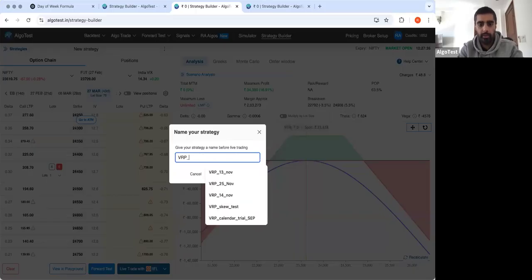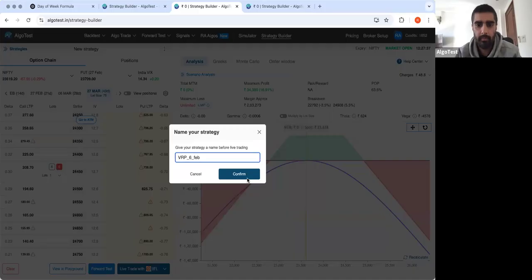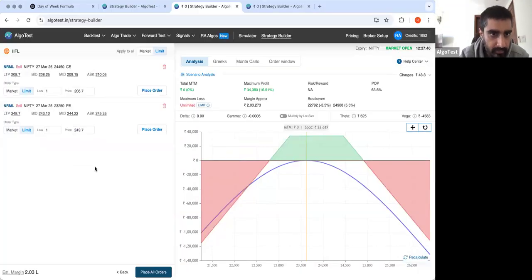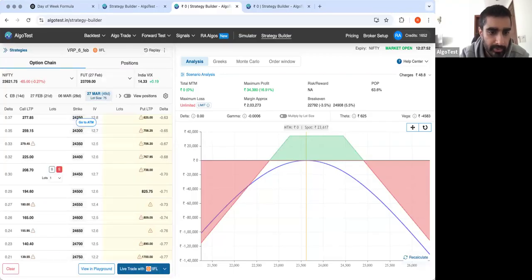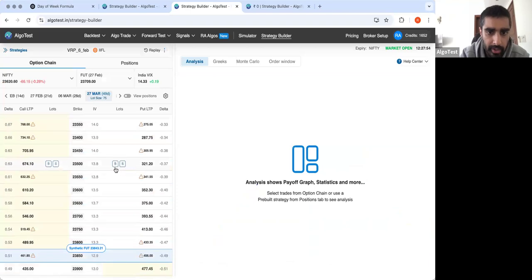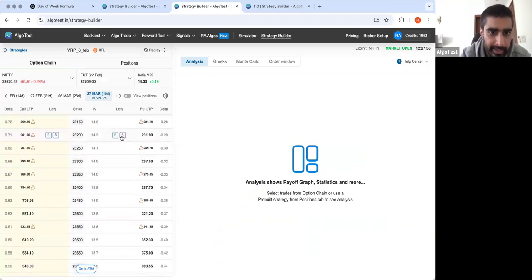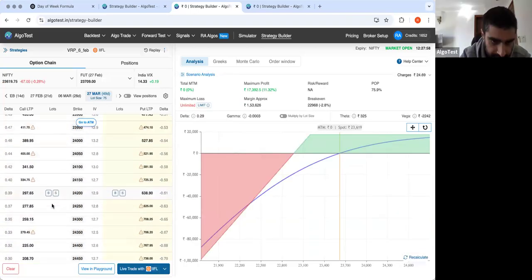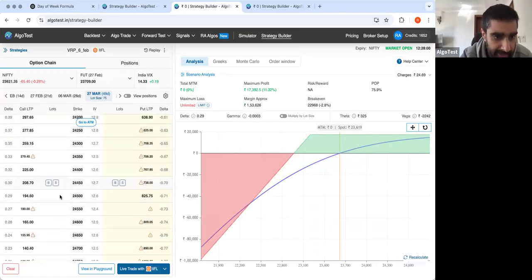VRP underscore 6 Feb. All right. So actually it's not bad. 3 rupees spread. 2 rupees and 3 rupees. In the morning, I saw like 10 rupees. I just backed off. I didn't want to do 10 rupees of spread. But more often than not, a heuristic is that you use the 100 strikes. So let's do the 100 strikes instead.